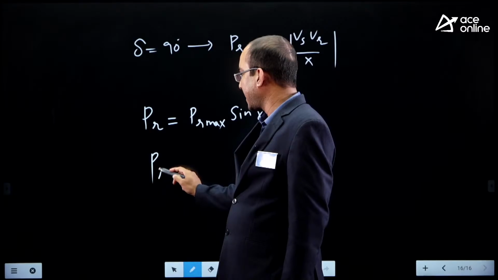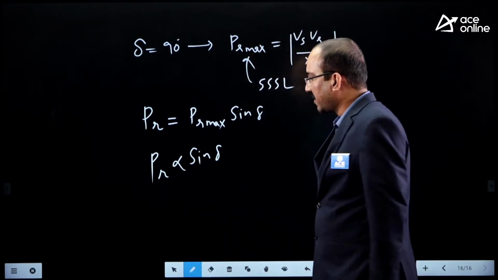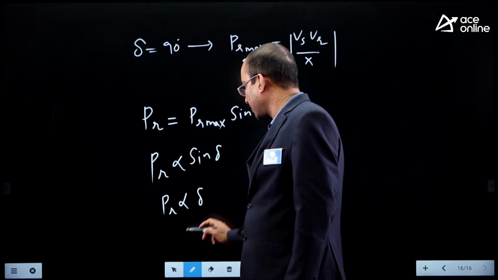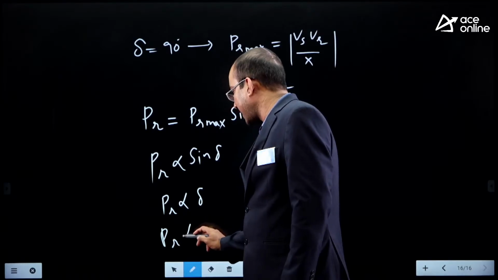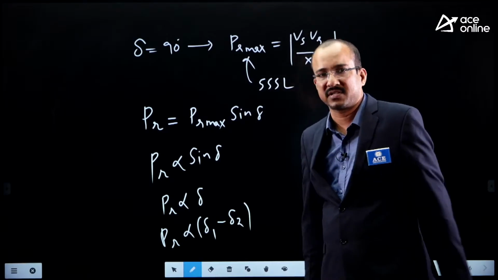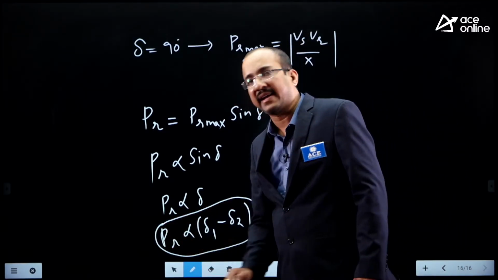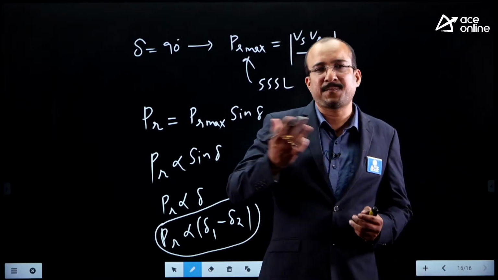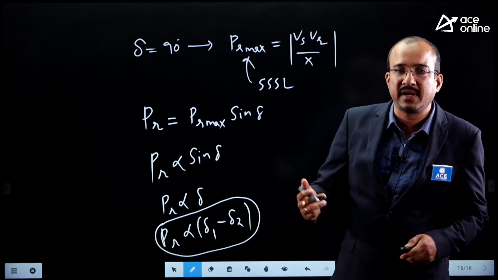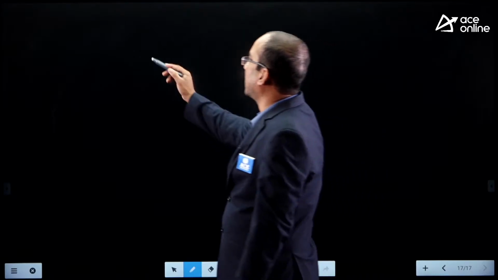So from this you can write, PR is directly proportional to sine delta. In the stable region, that is 0 to 90 degrees, PR is directly proportional to delta. That means real power transfer depends on the difference of angles between the buses. Real power transfer depends on what? Difference of angle between the buses. So for specific transmission of real power between the buses, there must be difference in what? Angles.